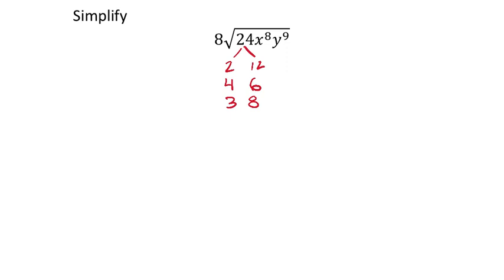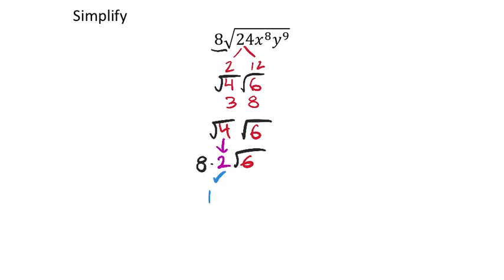So which one works on this one? It's the 4 and 6, right? So instead of writing this as the square root of 24, again, I'm splitting it up into its two factors: the square root of 4 and the square root of 6. Why? Because the square root of 4 is 2. So then I would have 2 times the square root of 6. And now I can apply that 8 that's on the outside. Right? 8 times 2, which would be 16 times the square root of 6.